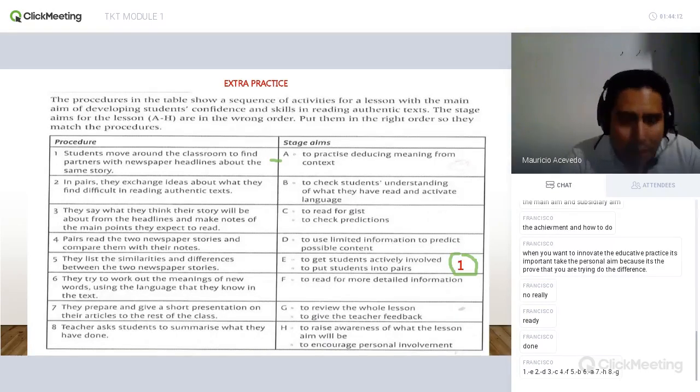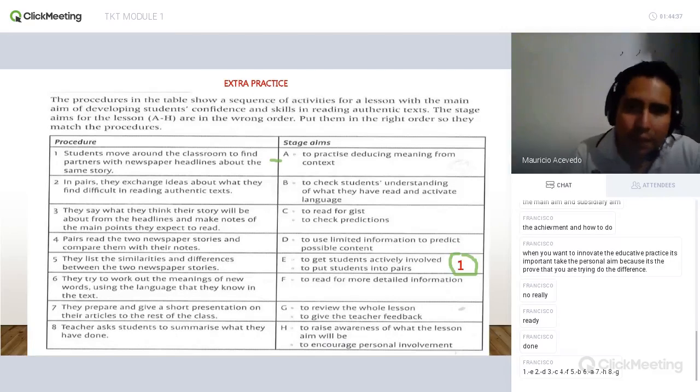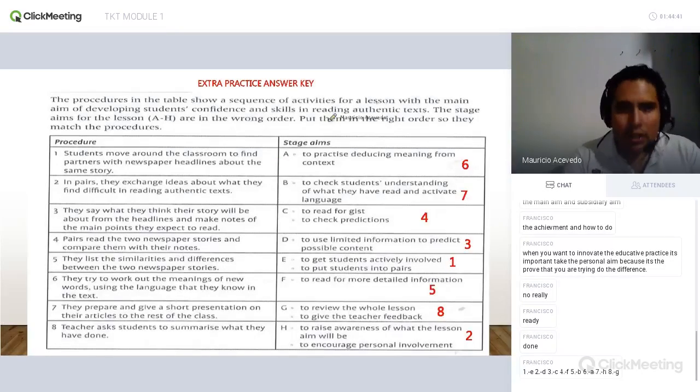Okay, so could be, but in this case, I think this goes before, Francisco. Maybe this is for part number three, maybe, or number five. But don't worry, that's okay. We will check. Maybe you are right. And finally, number eight, teacher asks students to summarize what they have done. For you, this is G, to review the whole lesson to give the teacher's feedback. Okay, very good. So I like your answers, Francisco. Maybe I am wrong. So let's look at them.